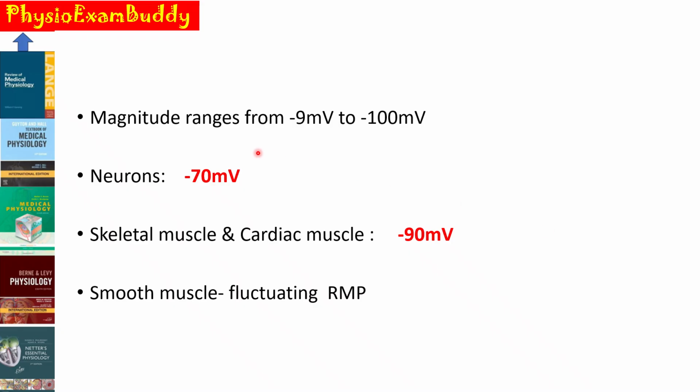The magnitude of the resting membrane potential ranges from -90 to -100 millivolt. In case of neurons, the resting membrane potential is usually -70 millivolt, whereas in skeletal muscle as well as cardiac muscle, it is around -90 millivolt. And the smooth muscle has no definite value for the resting membrane potential. It usually has a fluctuating resting membrane potential.